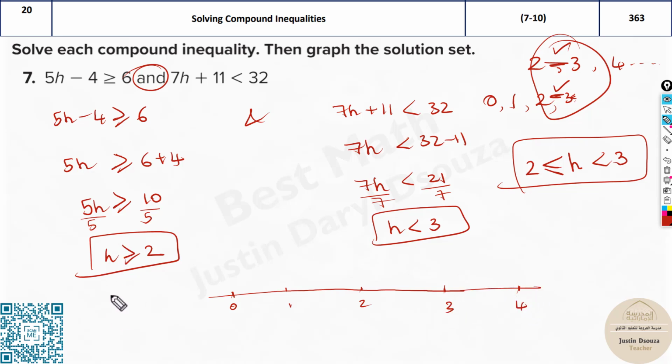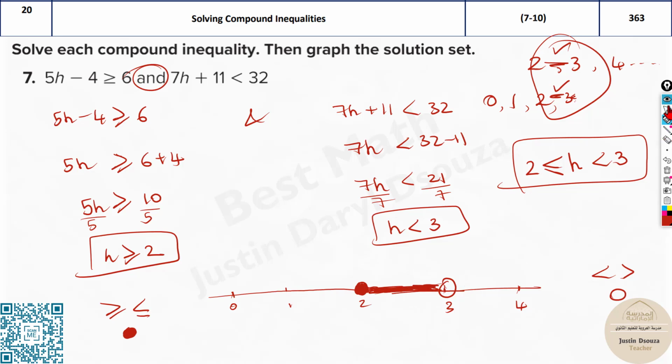Whenever you have greater than or equal to, or less than or equal to, you put a filled point. Whereas if it's only less than or greater than, it's a visible hole. So 3 is a hole, so I'll draw a hole over here, whereas 2 is a filled point. Now I know the solution is only between 2 and 3, all the values less than 3 and greater than or equal to 2. That would be the number line graph.